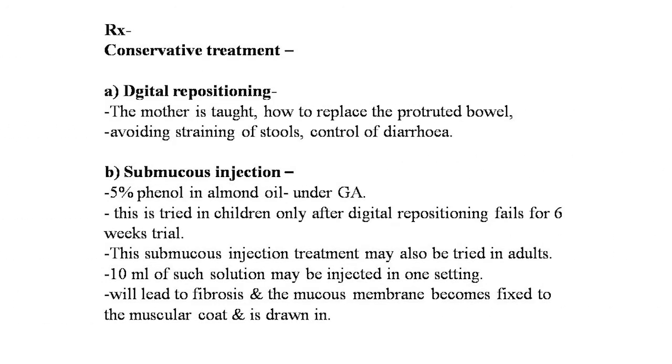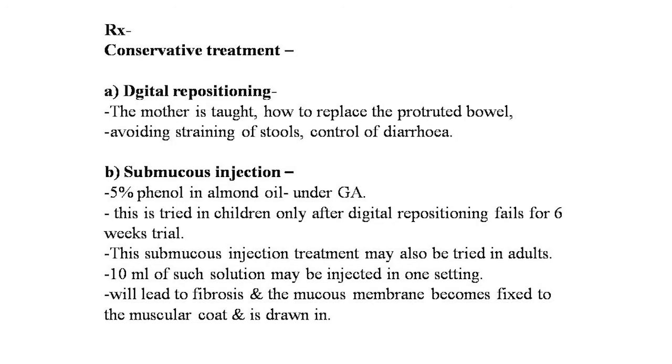Now the treatment. First, conservative treatment. Digital repositioning. The mother is taught how to replace the protruded bowel, avoiding straining of stools, control of diarrhea. And the second line of treatment in conservative treatment of the partial prolapse of the rectum is submucous injection. 5% phenol in almond oil should be injected. This is tried in children only after digital repositioning fails for a 6 week trial.